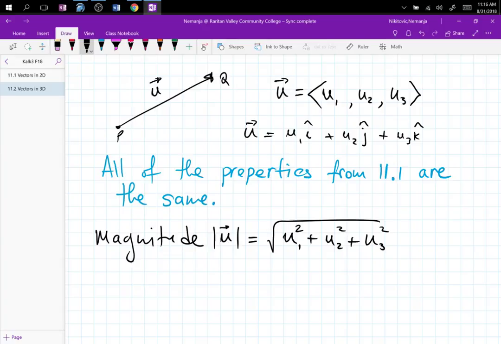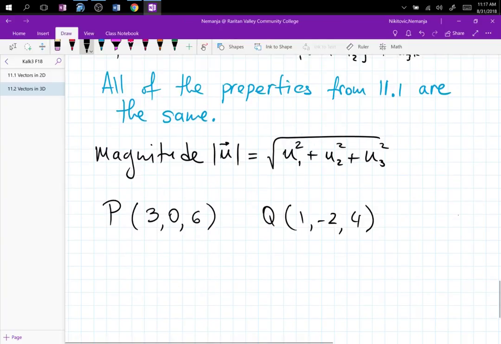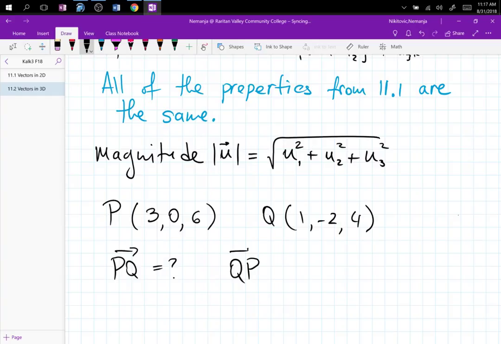So, we are going to find vectors again by subtracting, and this skill is very important, guys. So if I give you a point P to be (3, 0, 6), and I give you Q as (1, negative 2, 4), what is the vector PQ? What is the vector QP?